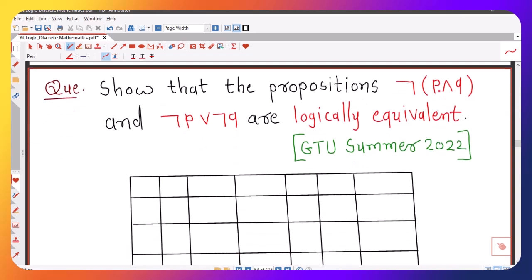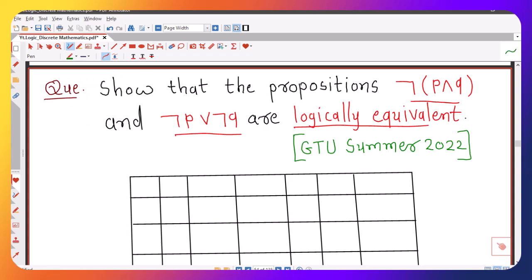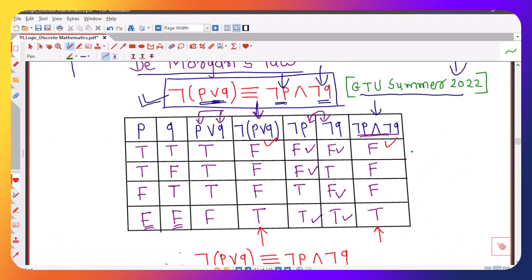Here they have asked another De Morgan's law, that negation of P and Q and negation P or negation Q are logically equivalent, and this was also asked in the GTU summer 2022 exam. So as we did here, we can prove it in this way. Instead of or here we now have and. In our case here we have and here we have or.